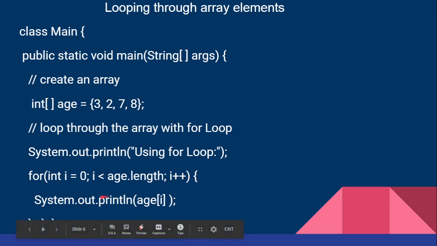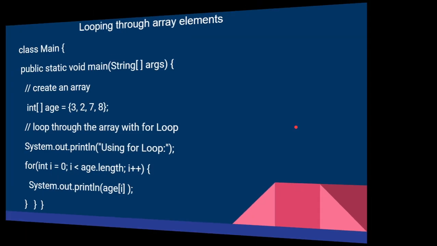What will it do? It will just print the message System.out.println age of i. That means this for loop will loop through the array and print the value as 3, the first element, 2, the next element, 7, the next element, and finally the last element, 8. So that's all. We have closed all the braces over here. So this simple Java code just demonstrates how the for loop helps to loop through the array elements.